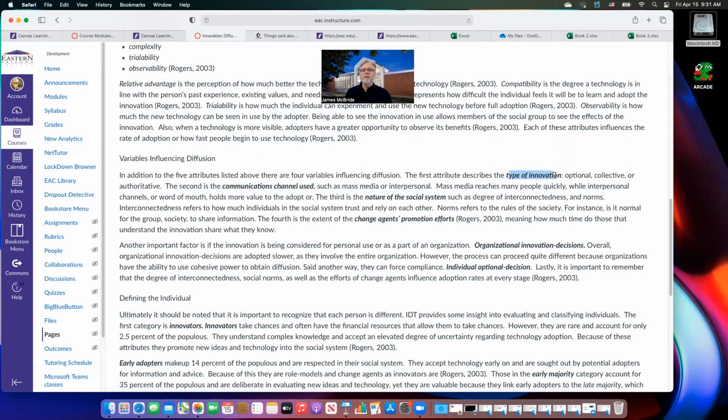So it matters what type of innovation it is. Is it optional, collective, or authoritative? Just briefly, authoritative means you will use it. That's like when you go into work and they say, we got a bunch of tablets and we think they're going to be helpful. The ones we got were Samsungs, use it. Obviously the adoption rate is going to be higher because you have to. That's what you have to do.